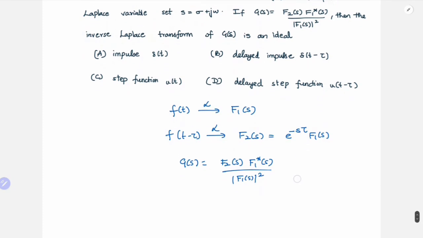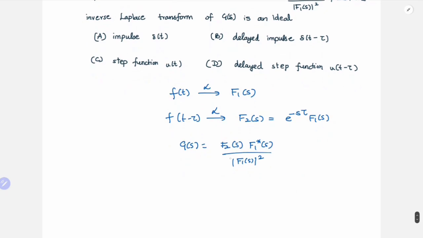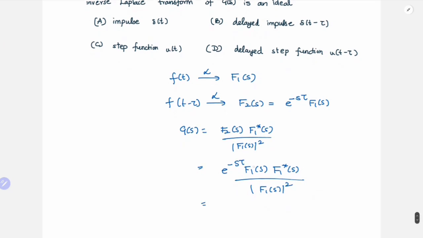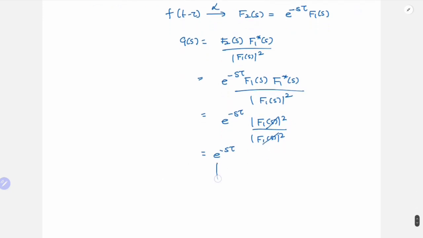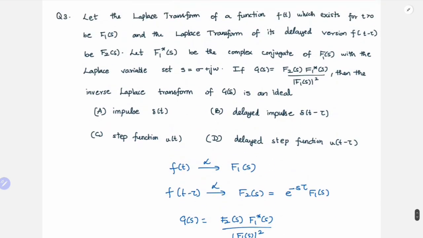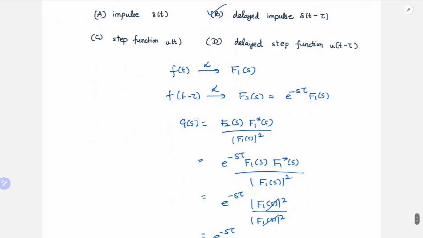So this is again a very easy question. So what do we have here? F2 of s is nothing but e power minus s tau F1 of s into F1 star of s by F1 of s whole square. Now this product F1 of s times F1 star of s is nothing but modulus F1 of s whole square, so this will get cancelled. I'll just remain with e power minus s tau. So the inverse Laplace transform of e power minus s tau, g of t, is nothing but delta of t minus tau, right? So it is going to be a delayed impulse, delta of t minus tau.